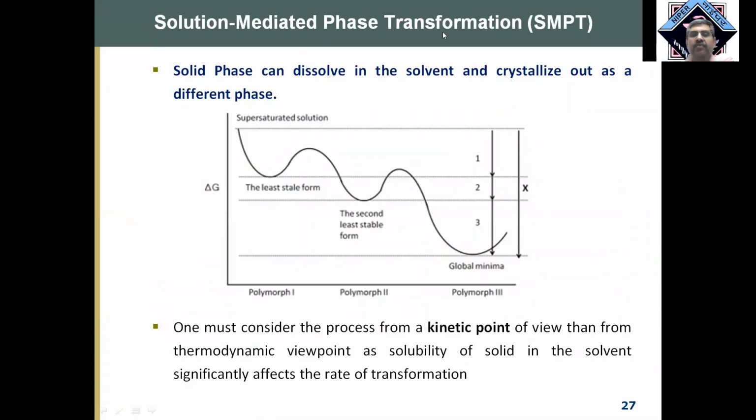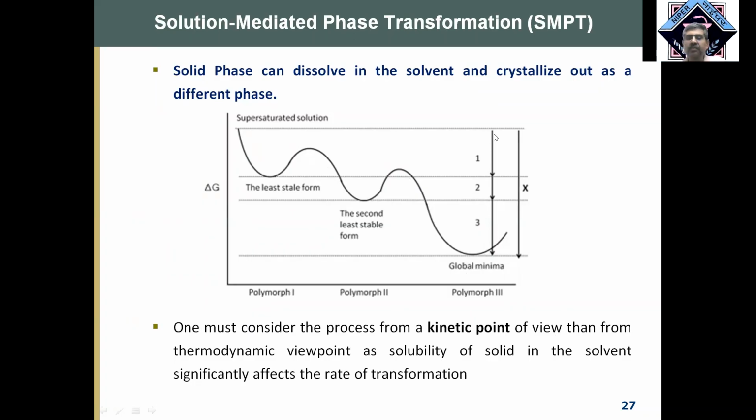Solution mediated phase transformation is abbreviated to SMPT. Solid phase can dissolve in the solvent and crystallize out as a different phase. This is the initial supersaturated solution, which leads to the formation of a form which is the least stable form. This is the second least stable form, and then this is the most stable polymorphic form. One must consider the process from a kinetic point of view rather than from a thermodynamic point of view, as solubility of solid in solvent significantly affects the rate of transformation.